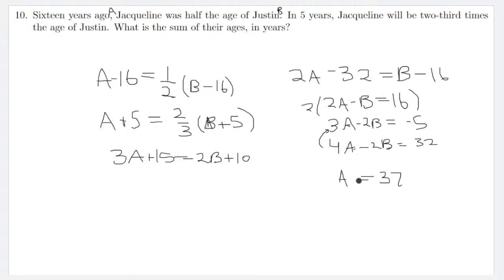So now we can plug back in. If a is 37, we can use this equation, for example, 2a minus b equals 16. So 74, which is 2 times 37, minus b is 16. So b must be 58. And so the sum of their current ages, a plus b, has to be 95.